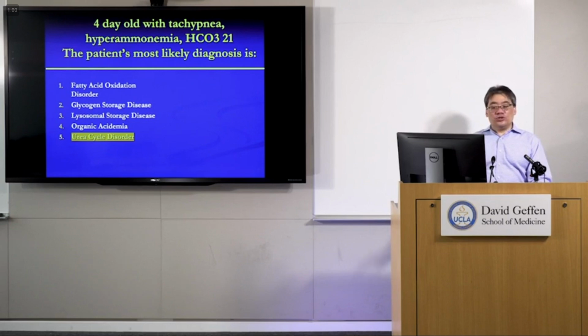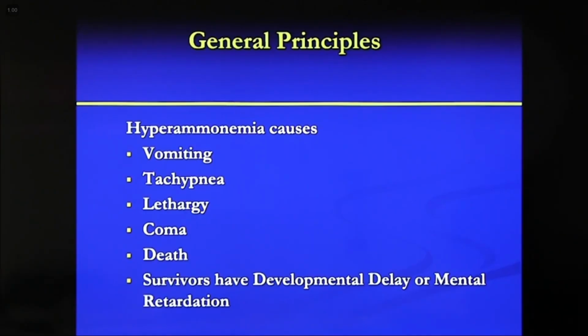Organic acidemias do give you hyperammonemia, but as the name suggests, they give you acidosis, and urea cycle disorders is the answer, and that gives you hyperammonemia with a normal bicarb. Hyperammonemia is like getting drunk in a way. First of all, you start throwing up, you get tachypneic, you get lethargic, and then if you get too much of it, you get coma and you can die from it.